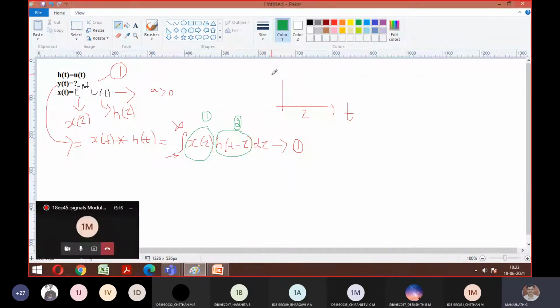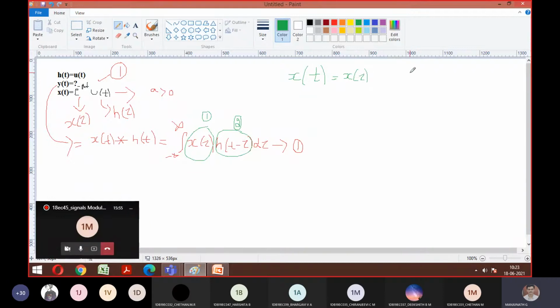So after knowing till here, you want x of tau. Before plotting h of tau, we know what x of t is: e to the power of minus t into u of t. If we represent x of t as x of tau, what is x of tau? Both are the same, correct?